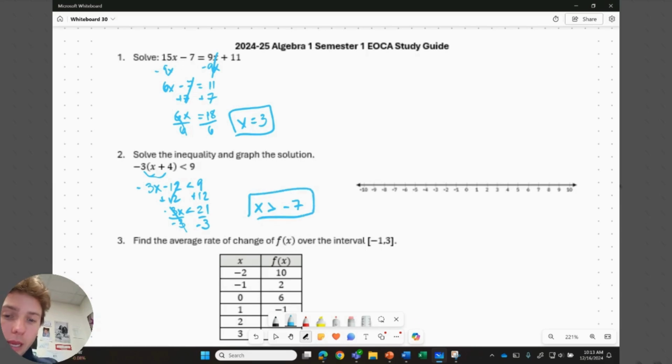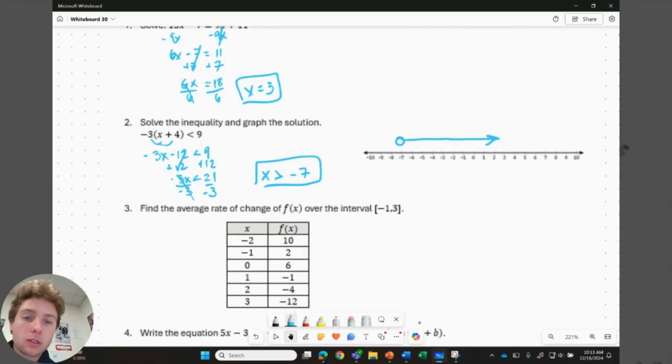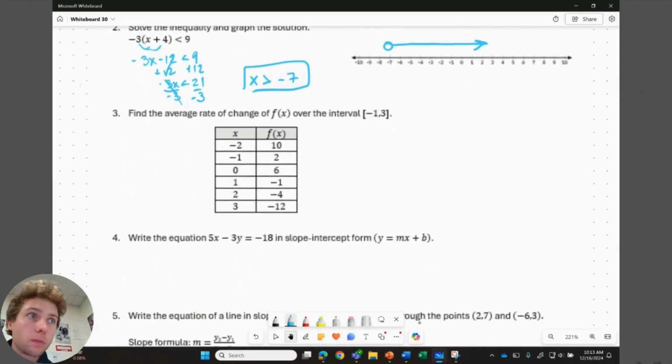We just need to graph that. So above -7, we're going to need an open circle in this case. It is an open circle because we do not have an equal to part. The inequality sign will show you where your arrow should go. In this case, our arrow is going to the right. We have our answer for 2.